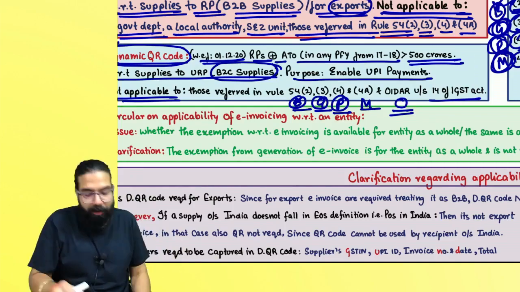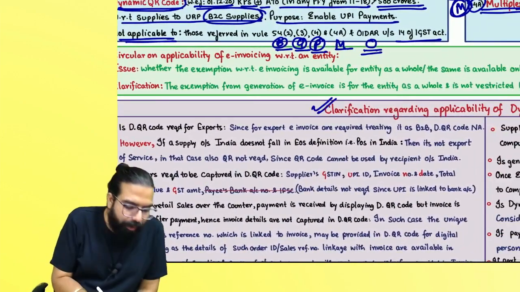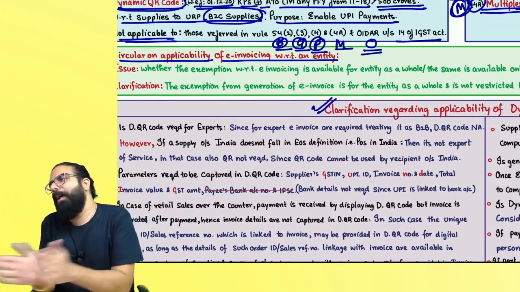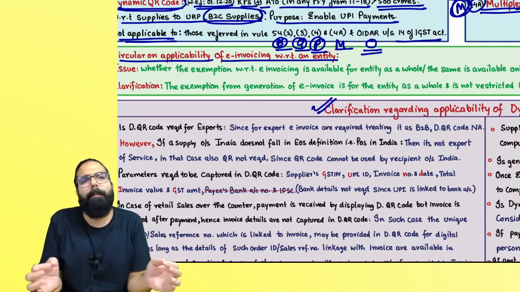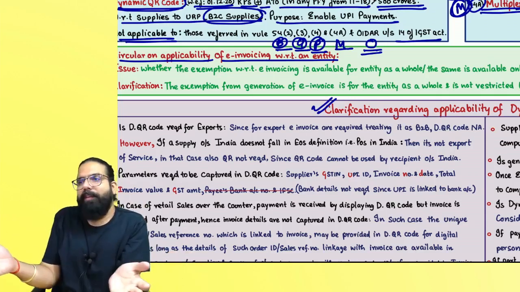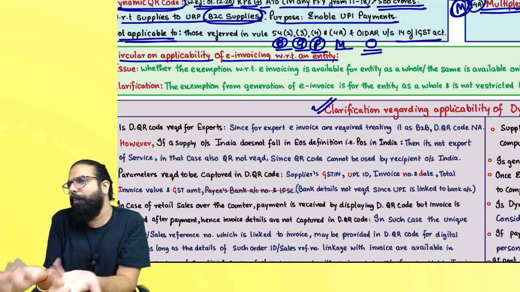Can I go ahead? Because they have gone ahead and further clarified. We'll talk about it. Can we go ahead? Circular on applicability of e-invoicing with respect to an entity. Baba, there's an amendment, not an amendment, basically a circular which has come. Banks went ahead and told, sir, you told for banking companies, e-invoicing is not applicable. But sir, we are selling gold also, and gold is not banking.